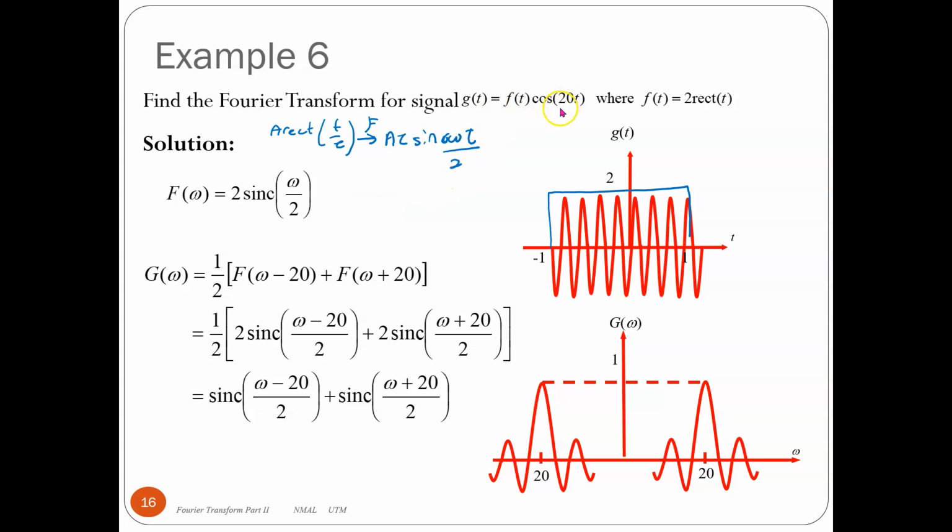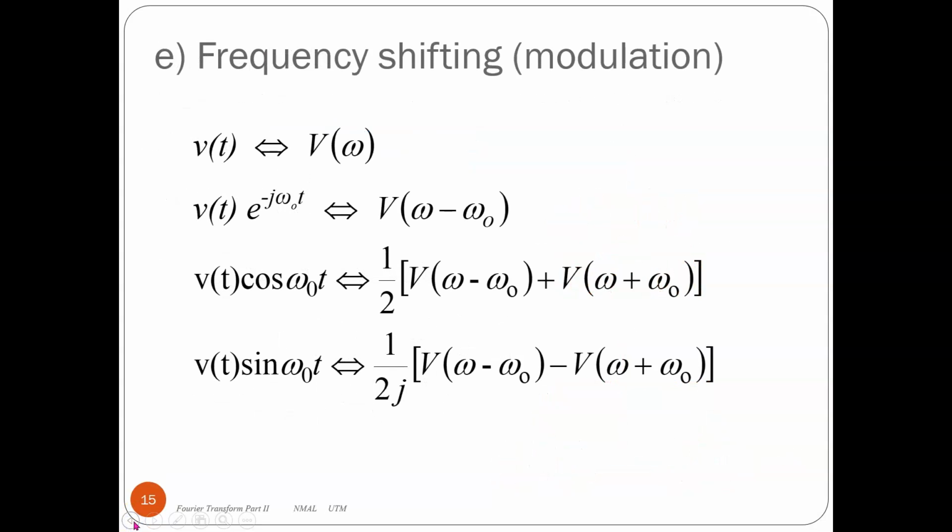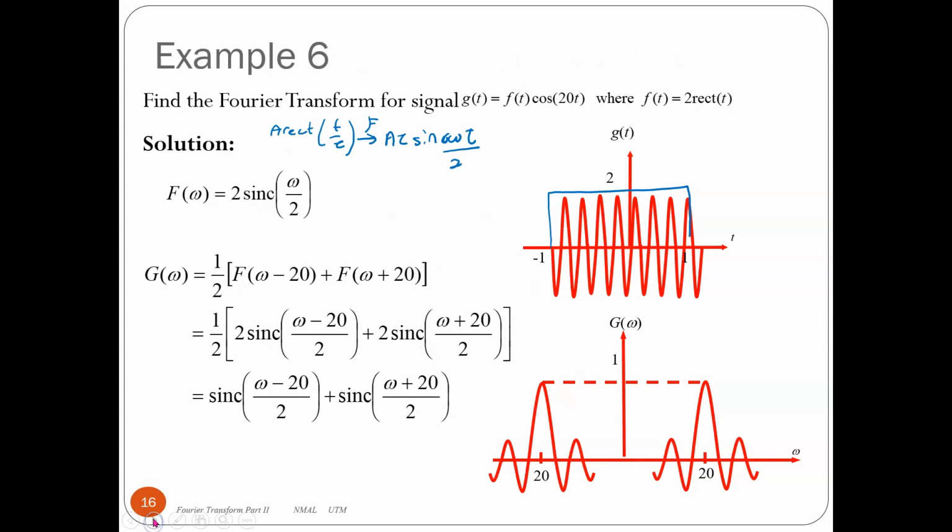these properties, which is the modulation, we refer back to the formula where v(t) multiplied by cos omega naught t, we have to put 1 over 2 [V(omega minus omega naught) plus V(omega plus omega naught)]. We have to subtract the omega naught and add the omega naught. So for this example, the omega naught here is 20, and we already obtained F(omega).